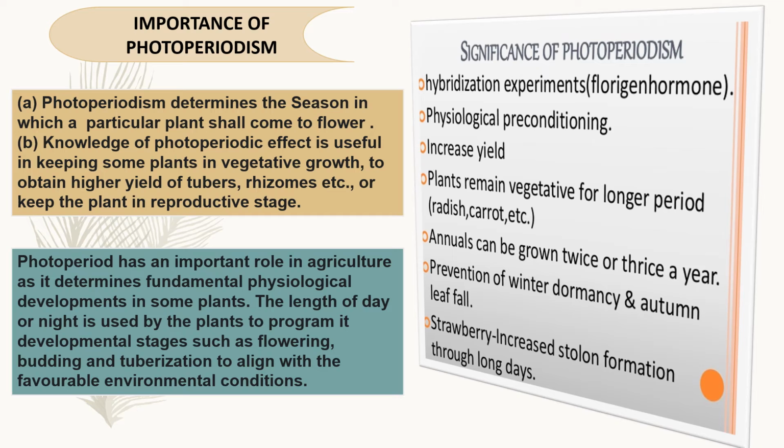So what are the significances of photoperiodism? Number one, hybridization experiments, that is florigen hormone. Number two, physiological preconditioning. Number three, increase yield. Number four, plants remain vegetative for a longer period, that is radish, carrot, etc. Number five, annuals can be grown twice or thrice a year. Number six, prevention of winter dormancy and autumn leaf fall. And the last one, but not the least, strawberry: increased stolon formation through long days.